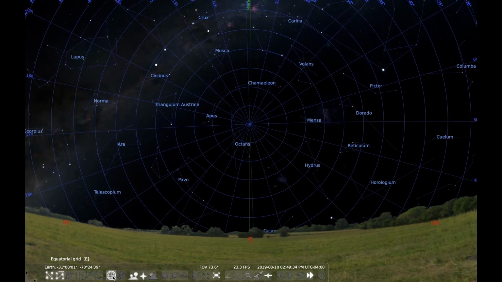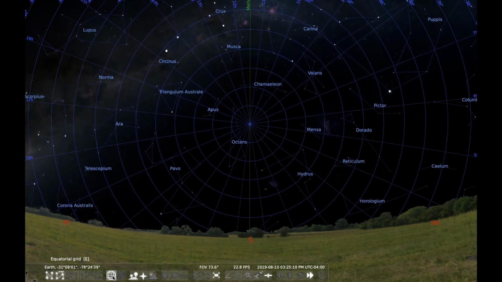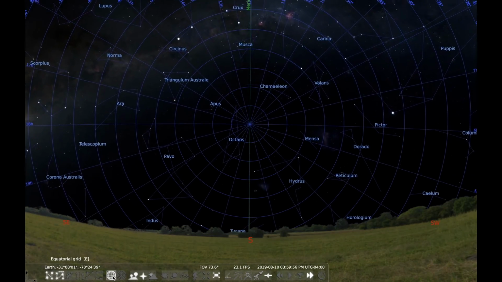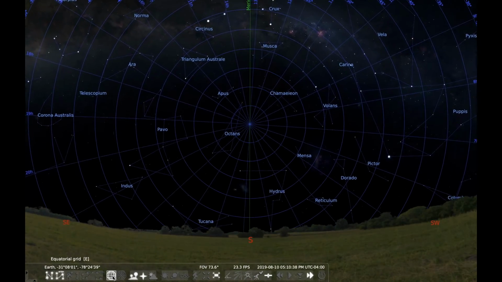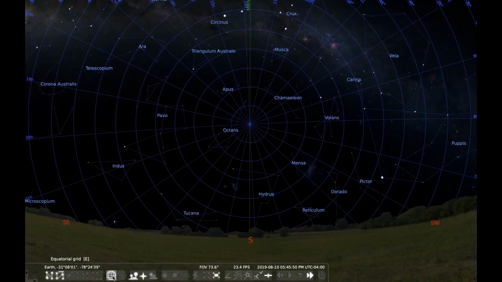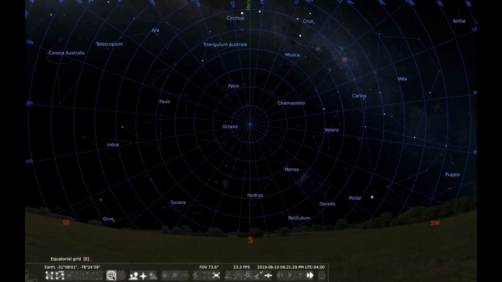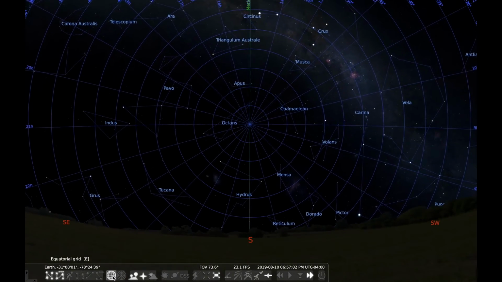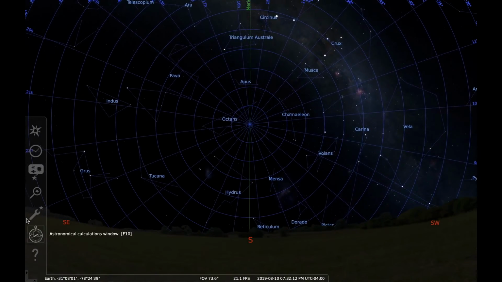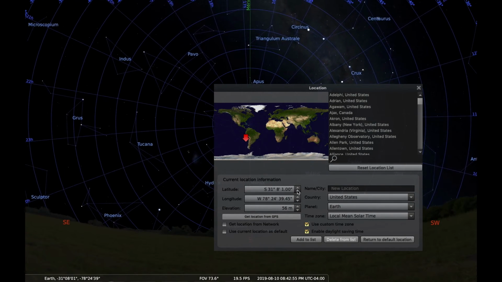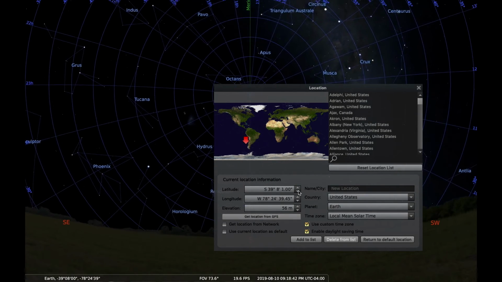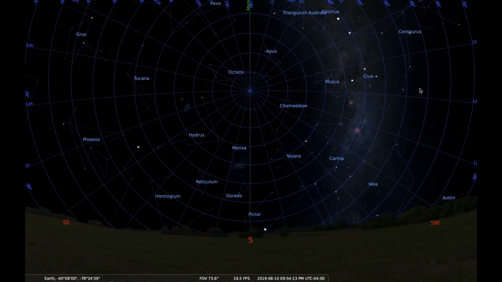Now, last time we looked at this from the equatorial grid standpoint, we were looking north, and we were looking to see the North Star. But now we're looking south. So we're seeing the south celestial pole. The south celestial pole is the place around which all stars in the southern hemisphere appear to rise and set. So I'm going to go a little further south. Let's go to 40 degrees south just to have a little bit of fun.